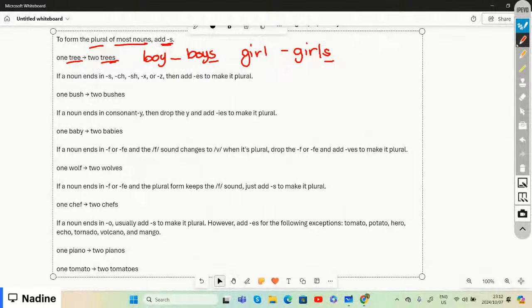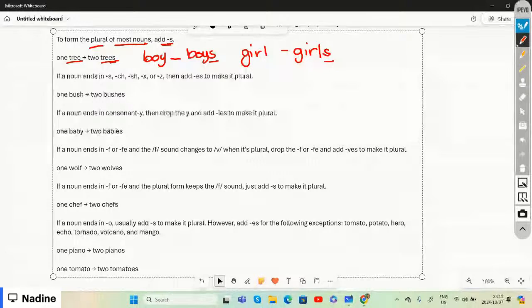No problem. All right. So that is basically most of our nouns, when we, for example, form a plural, and then we may need to add an S.